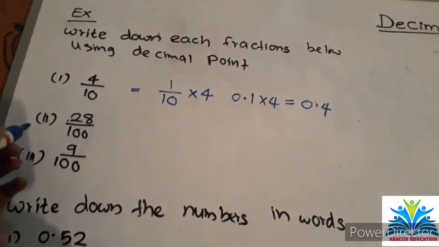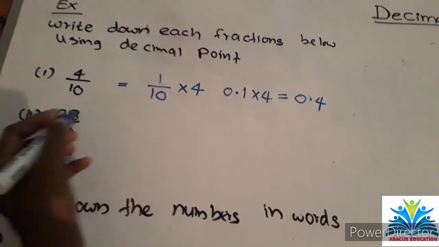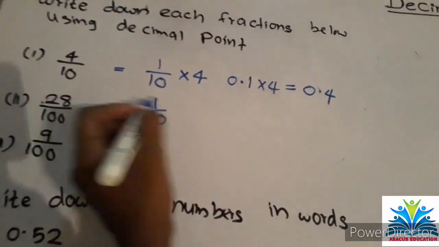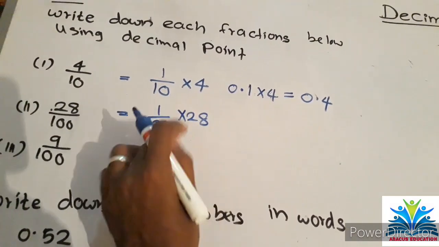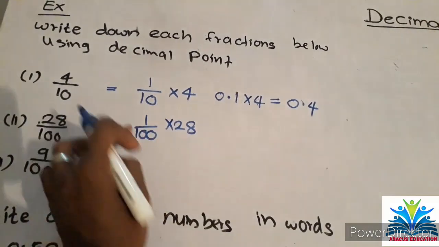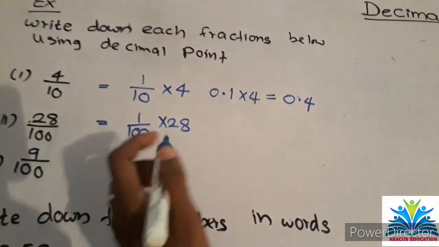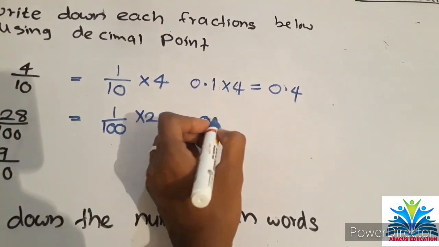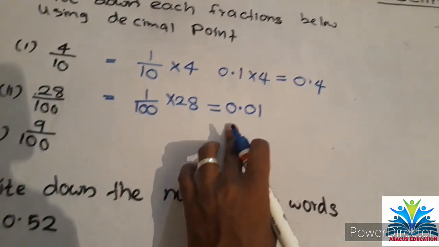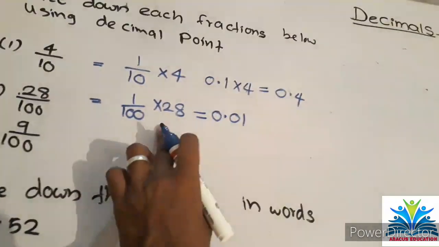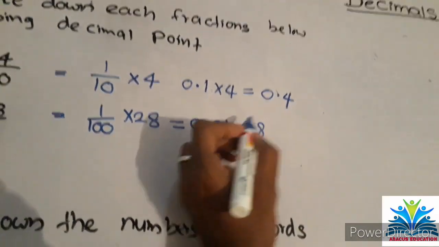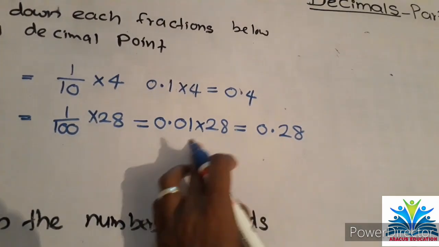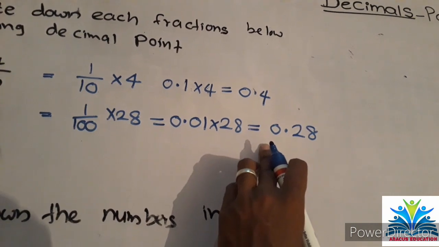Next example. It has a hundredths part. How many hundredths? 28. So 28 times hundredths. 1 hundredth is equal to 0.01, we have learnt it earlier. Multiplying by 28, it becomes 0.28.